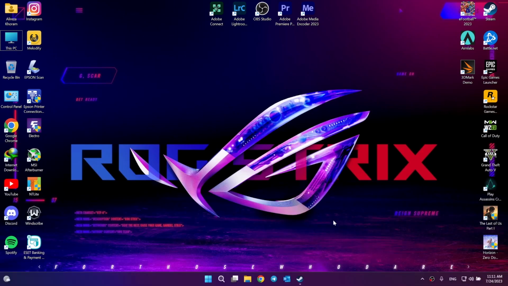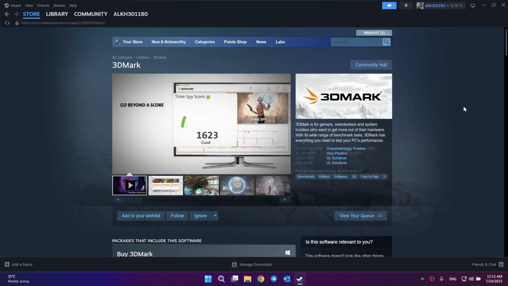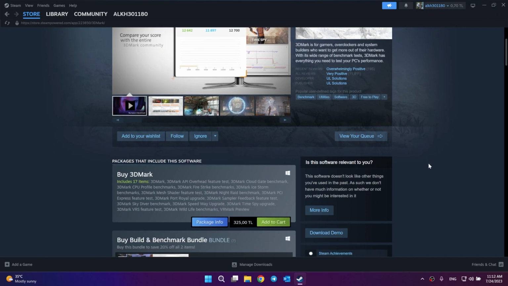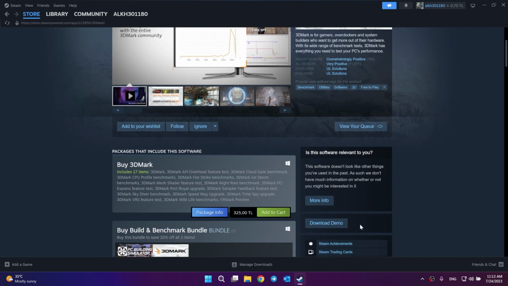Before getting into how you can overclock or undervolt your GPU, you need a benchmark tool to test the changes that you apply to the graphics card. I recommend using the 3DMark application, which is available on Steam, but you can only use the demo version for free, which I guess is enough.